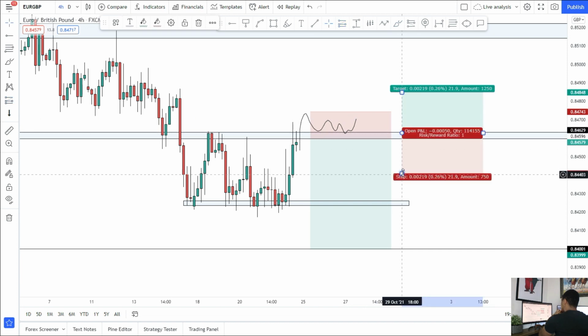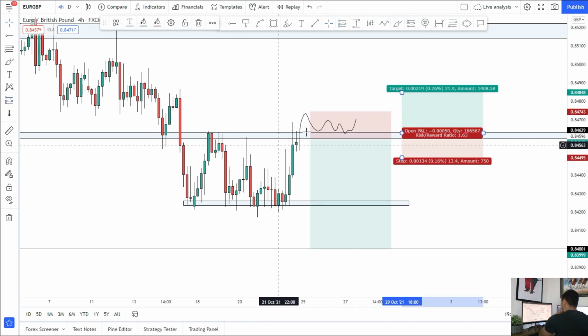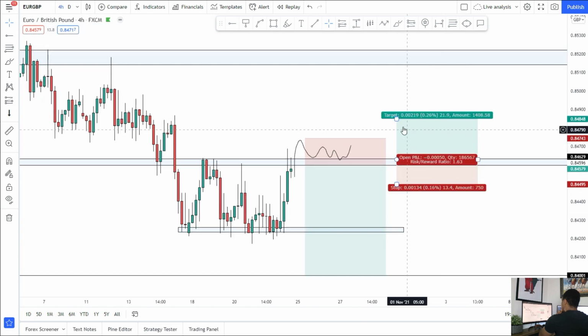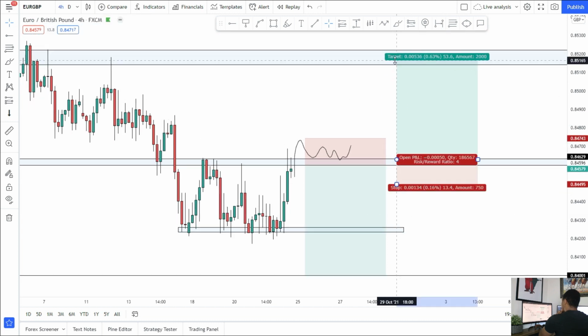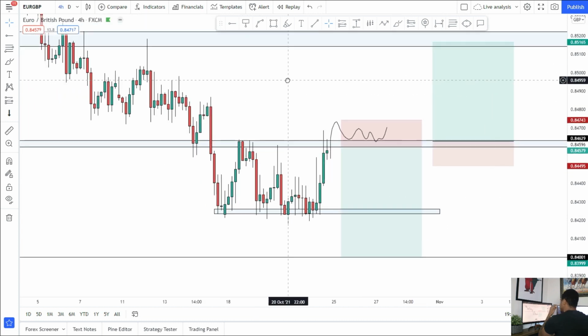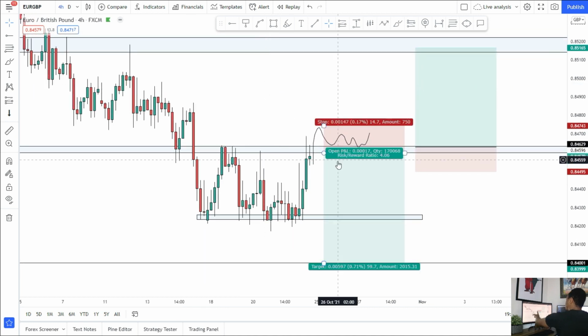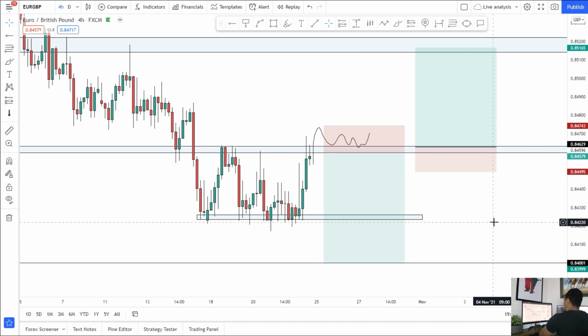Watch out for false breaks as well, because manipulation can happen quite a lot at these levels here. And then we'll take those longs back up into that resistance up there. So decent risk to reward on both trades. Just see what happens with this level: break above, looking for those longs; hold underneath as resistance, looking for those shorts, back down to 0.84.